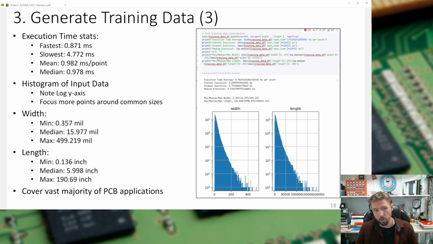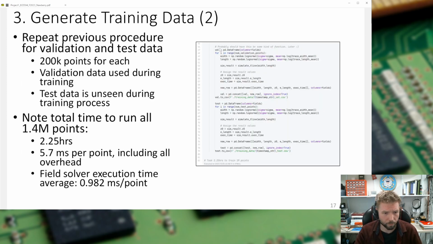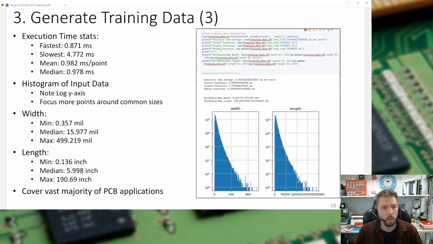In terms of execution time, it ran anywhere from 871 microseconds at its fastest to 4.7 milliseconds at its slowest. So the mean there, 982 microseconds. I show at the right a histogram of the data. Note that I'm using a log y axis so that you can see the distribution a little bit easier. But the minimum trace width is 0.3 mil, which is very, very tiny.